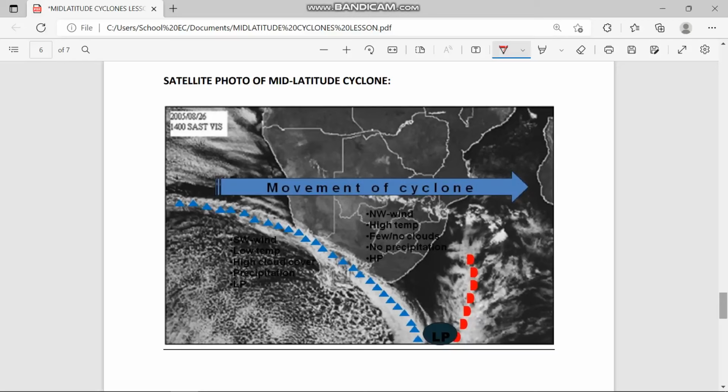Okay, so the satellite. This is the satellite photo of a mid-latitude cyclone. Satellite photo, as you can see the movement. Okay, the movement of a mid-latitude cyclone from west to which side? To east. Okay, yes.